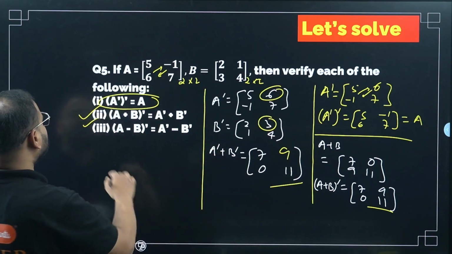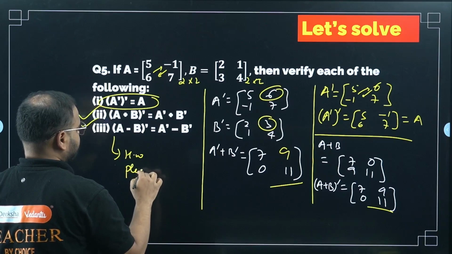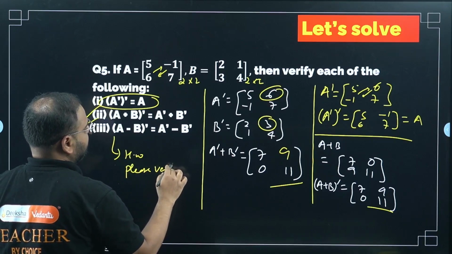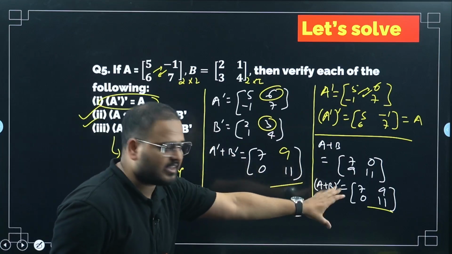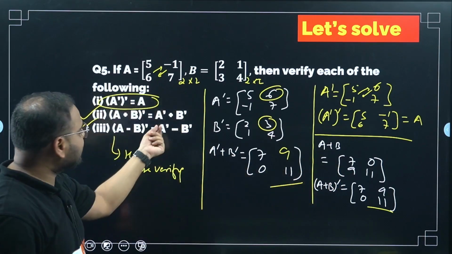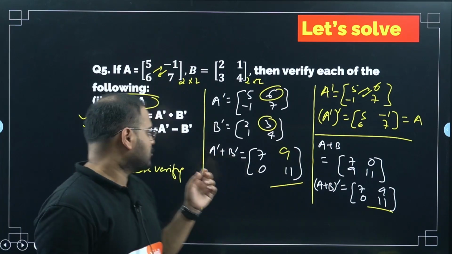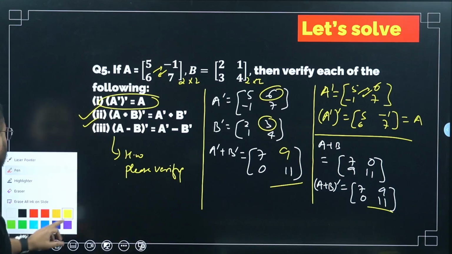Now the same, I think you can check this. You can take this as homework. Please verify. What are you going to do? Take the subtraction first and take the transpose, get some result, and then take the transpose first and then take the subtraction. I hope this is clear.